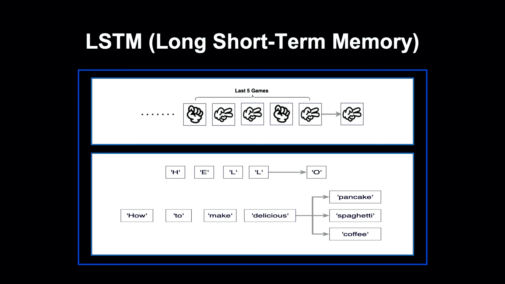Let me give you a couple more examples. We have seen a word autocomplete functionality on the cell phone. If I write the characters H, E, L, L in a sequence, the model can predict that the character that might come next is O. Also, if I browse a sentence until "how to make delicious", the search engine returns a list of next possible words in an order of high probability.